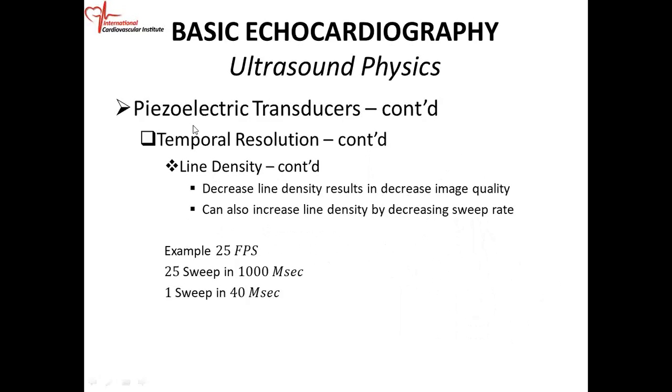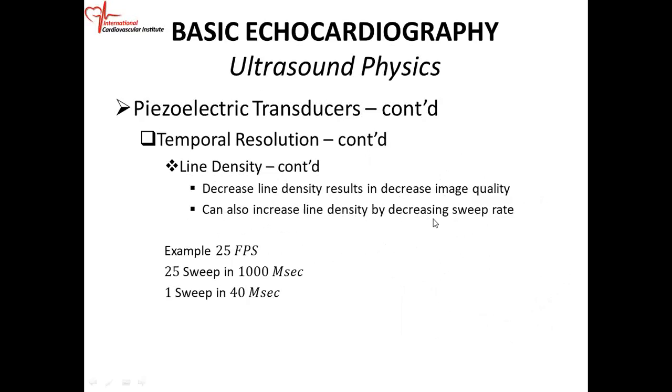Okay? All right. So temporal resolution: the greater the line density, the greater the temporal resolution. Again, you can decrease the line density and it's going to decrease the image quality. If you want to increase the image quality, you can increase the line density, or you can decrease the scan angle. So decreasing the scan angle will increase your image quality. You can also increase line density.